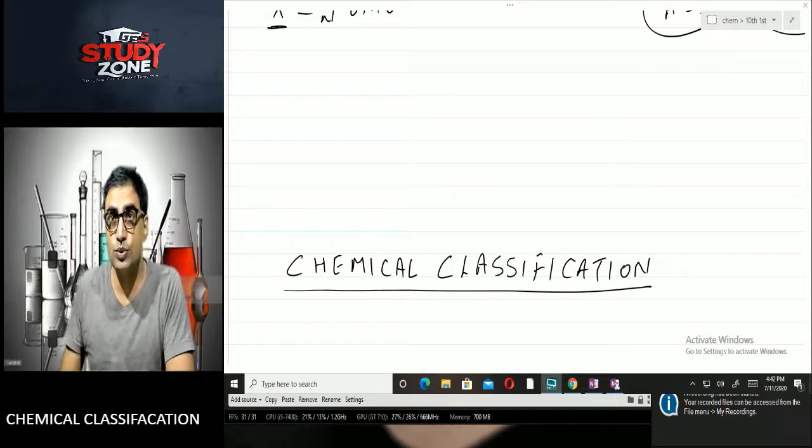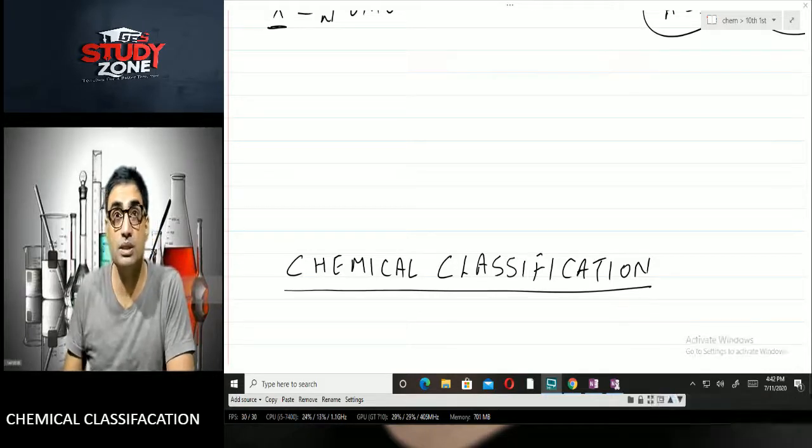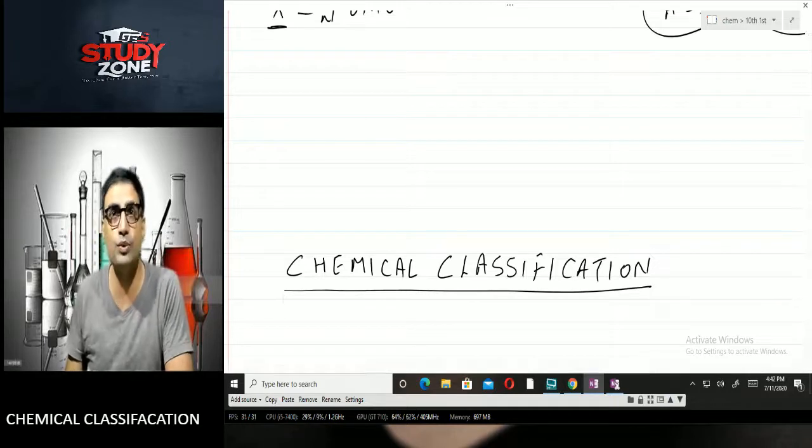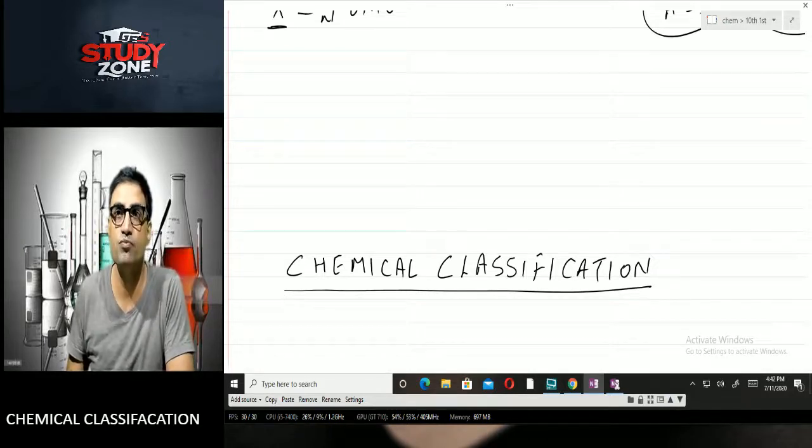In today's class we'll be talking about the third chapter of your NCERT, that is chemical classification and periodicity. So in today's class we'll first see what chemical classification means.